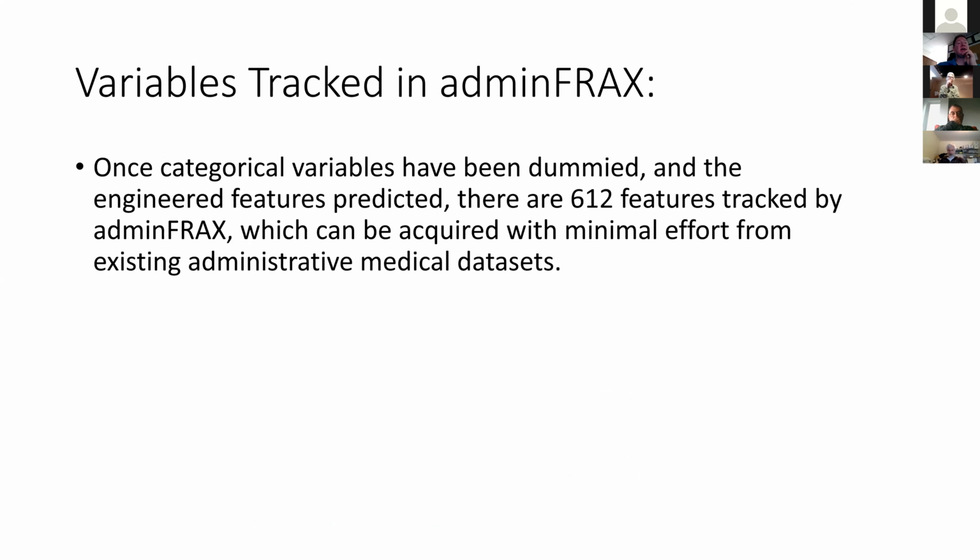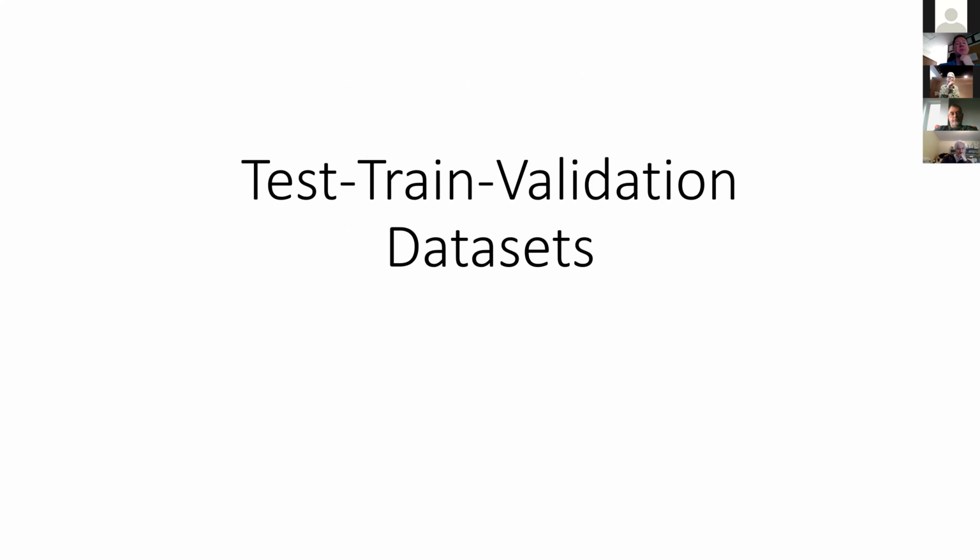And then after I had dummied out the variables and added any feature engineered variables, there were 612 features tracked. And then all of these features can be calculated directly off of the administrative data sets that can be acquired in Manitoba. Similarly, these data sets could be recreated in other provinces in Canada with some effort, but the point is ultimately it could be done with code, and a lot of it is pre-existing SAS code. And so this could be applied to other jurisdictions.